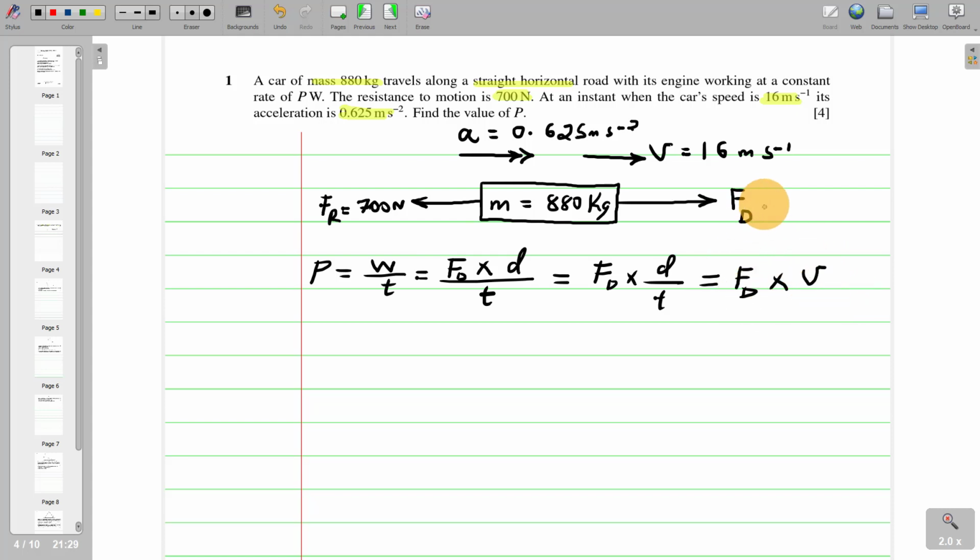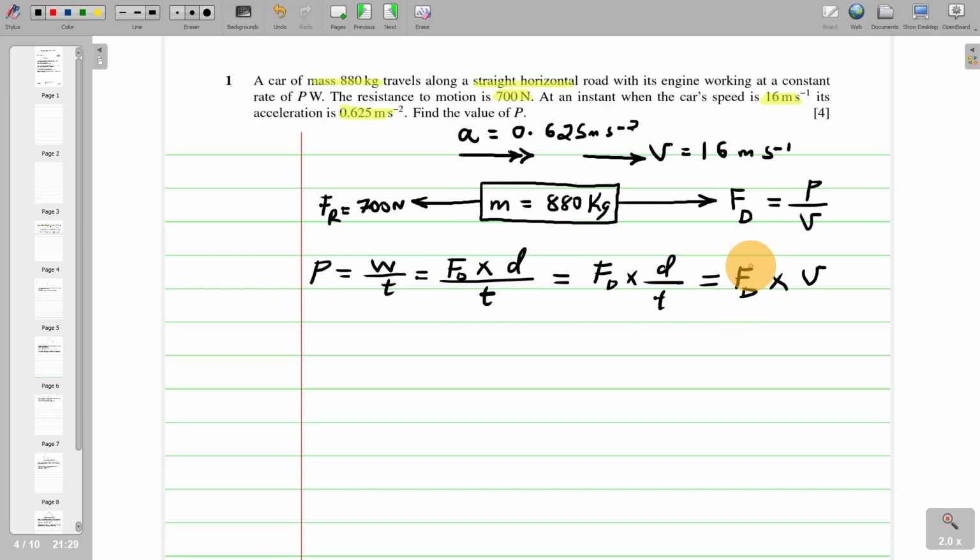So you can see now, instead of Fd here, we could simply say it's power divided by that speed. Or we could work out that driving force and then later on use this equation that power is equal to driving force times the speed. Here I've just made Fd the subject by dividing both sides by V.